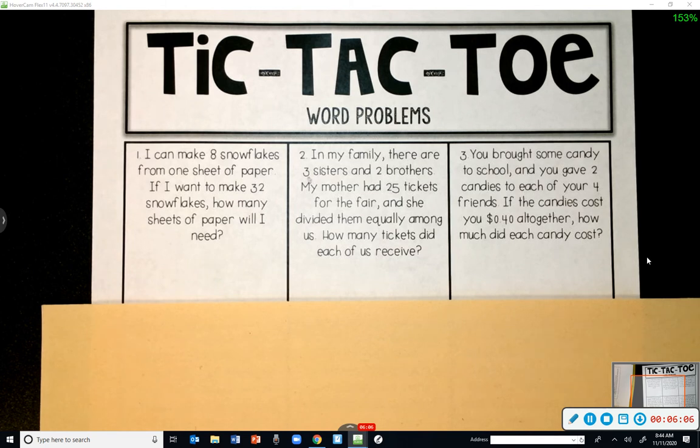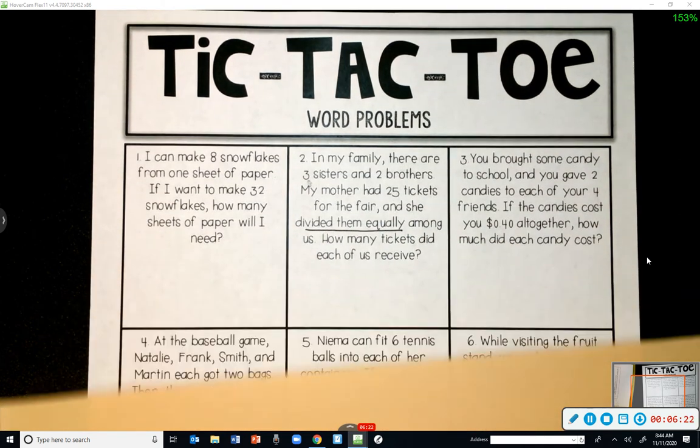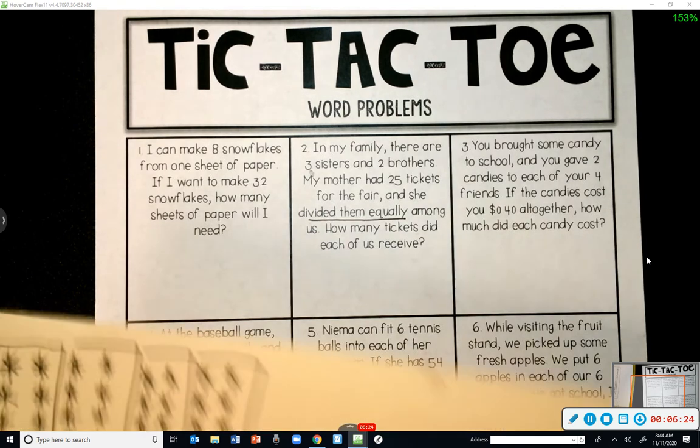Okay, so it's asking how many tickets did each of us receive, and she's dividing them equally. Is that a key word right there? Yes. Yeah, it tells you what she's going to do. She's going to divide them equally. Okay? So what could we do? What can we start with?